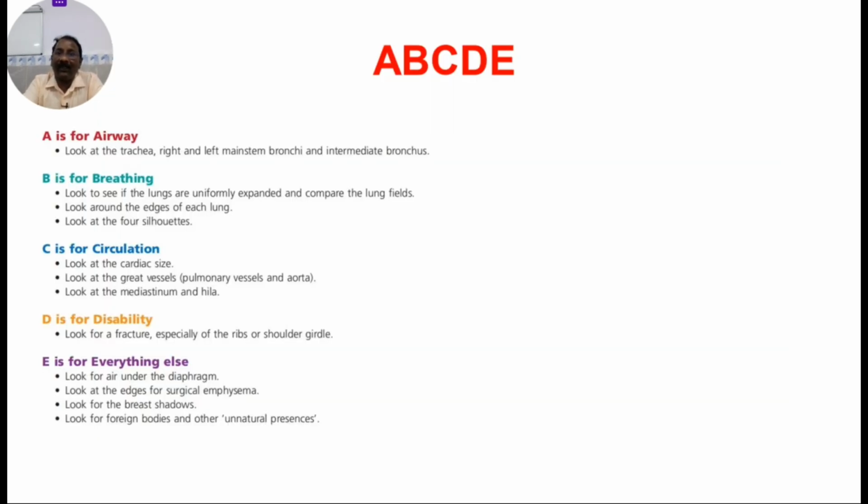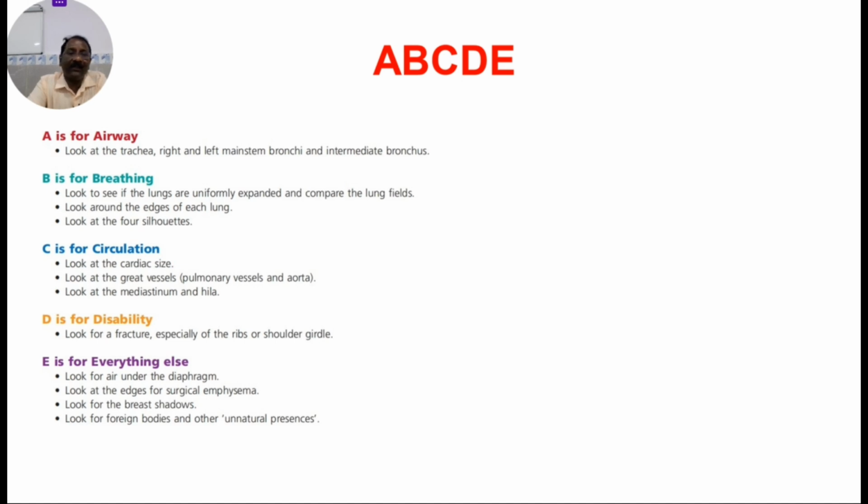As I told you earlier, A for airways, B breathing, C cardiac, D diaphragm, E elsewhere. Here A is for airway. Look at the trachea, the right and left main stem bronchi and the intermediate bronchus. B is for breathing. Look to see if the lungs are uniformly expanded and compare the lung fields. Look around the edges of each lung to rule out any pleural effusions or pneumothorax or any pleural fibrosis or secondaries. Look at the four shell outs.